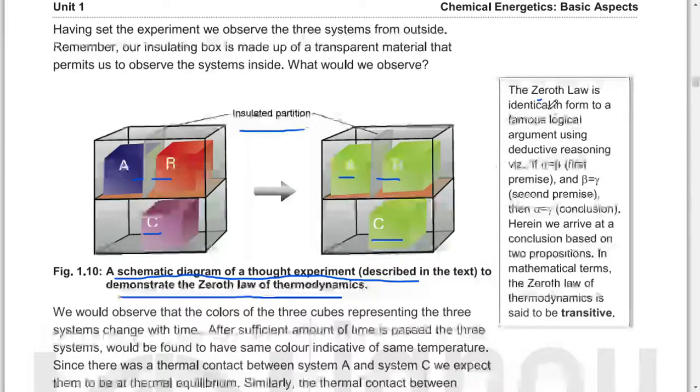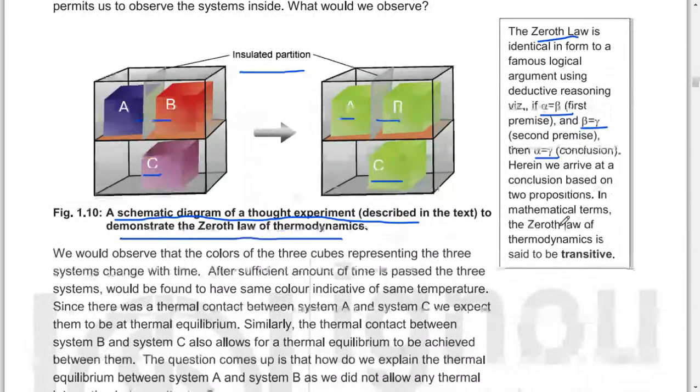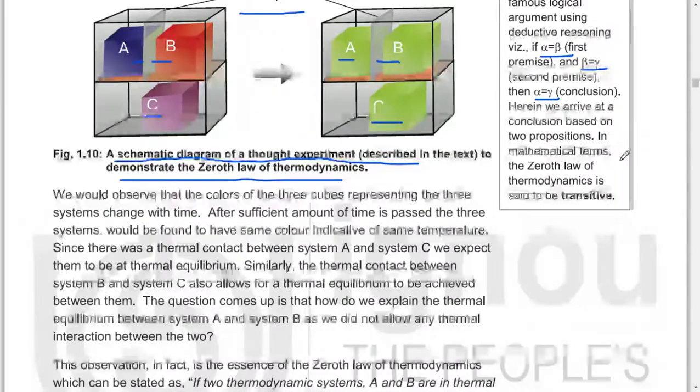The zeroth law is identical in form to a famous logical argument using deductive reasoning, viz. if alpha equals beta, first premise, and beta equals gamma, second premise, then alpha equals gamma, conclusion. Herein we arrive at a conclusion based on two propositions. In mathematical terms, the zeroth law of thermodynamics is said to be transitive.